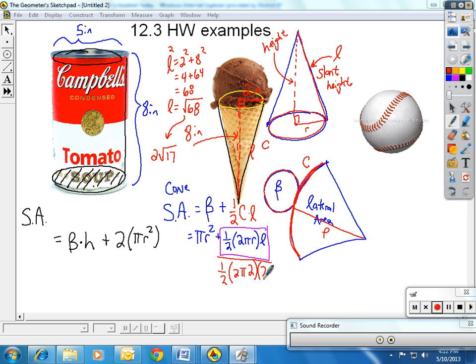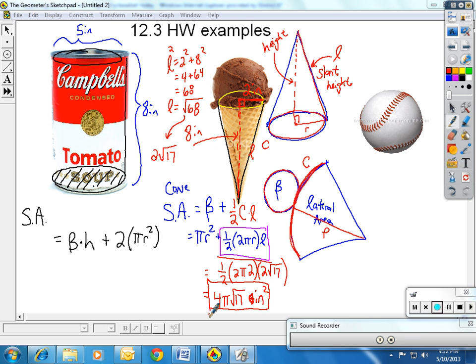I'm going to multiply this by 2 root 17, and then simplify this. Okay, I've got 2 times 2 is 4, times 2 is 8. 8 divided by 2 is 4. This is 4 pi root 17. We're going to measure in inches squared. That would be the surface area of that waffle cone above. Notice that I did not add in a base because the cone itself did not have a base.